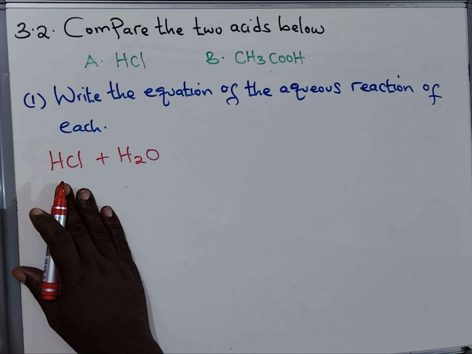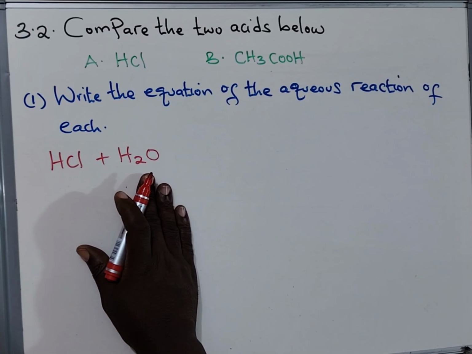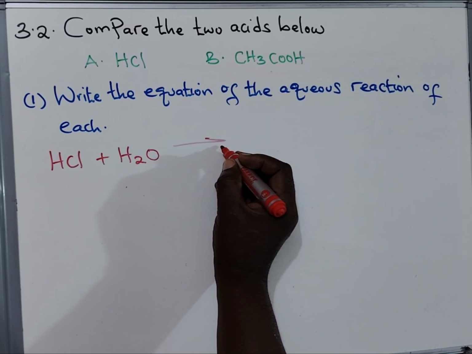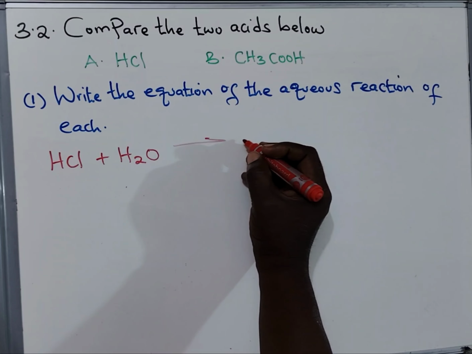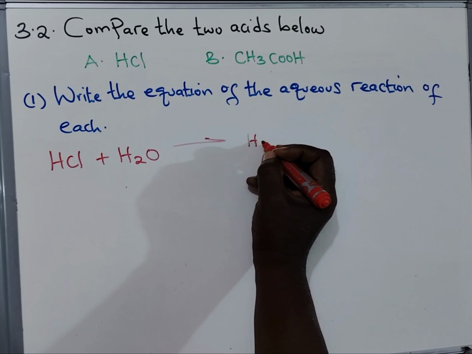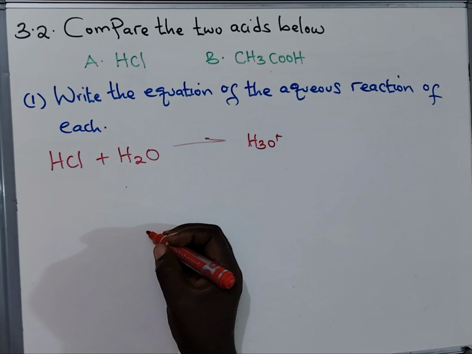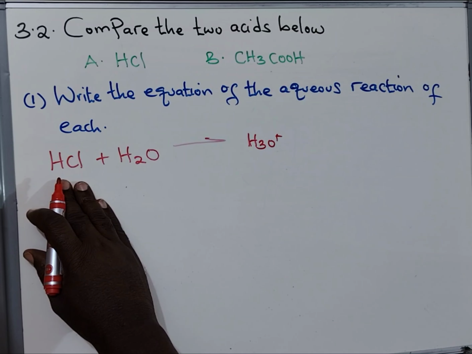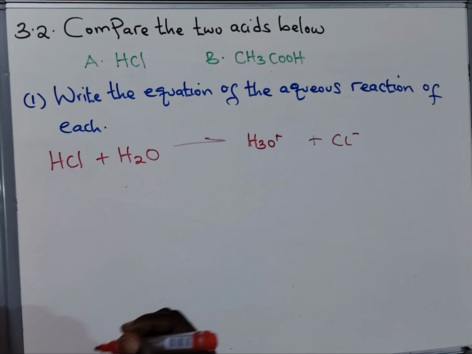What happens to the acid? It donates a proton to the base. So what is the base? Under this circumstance, what do we have? You have water gaining a proton to become hydronium ion, and hydrochloric acid losing a proton, it becomes chloride ions.